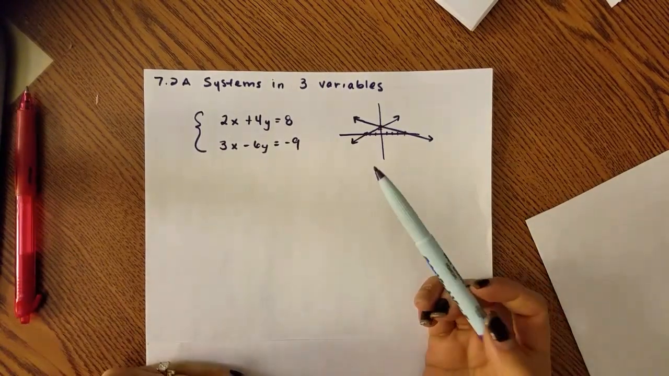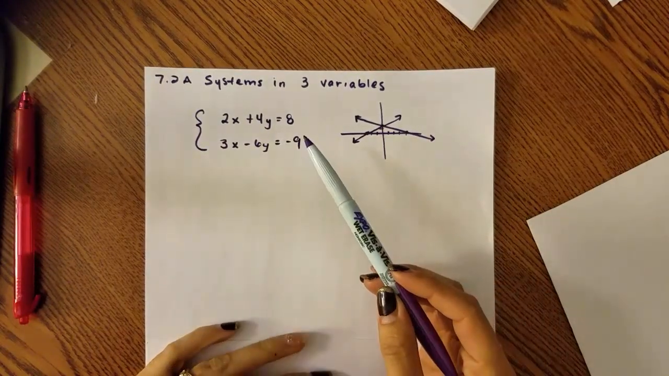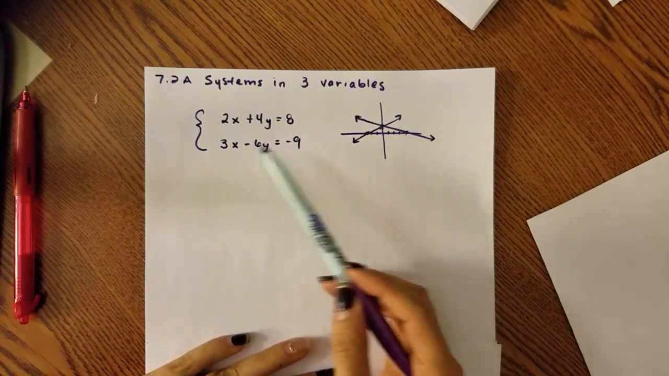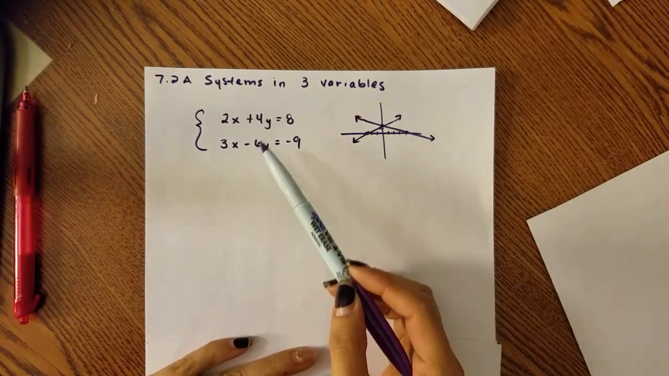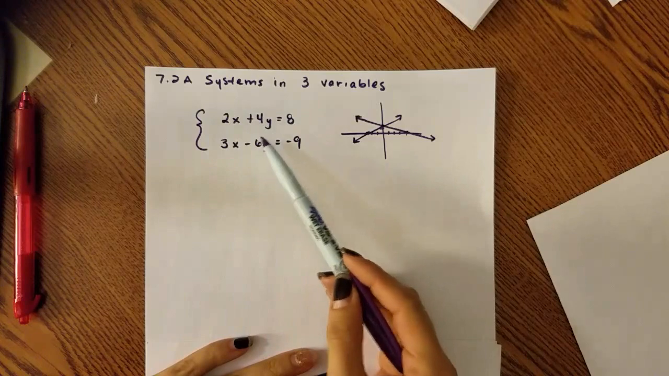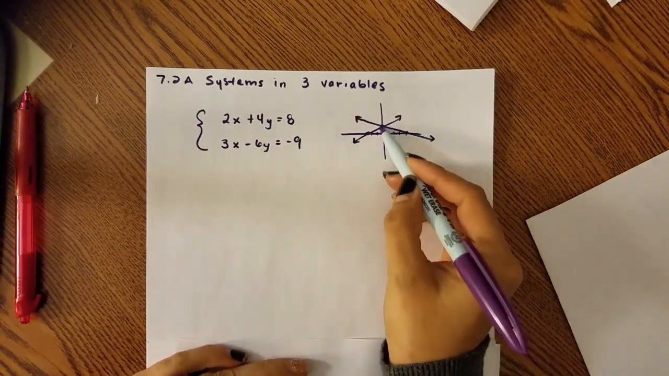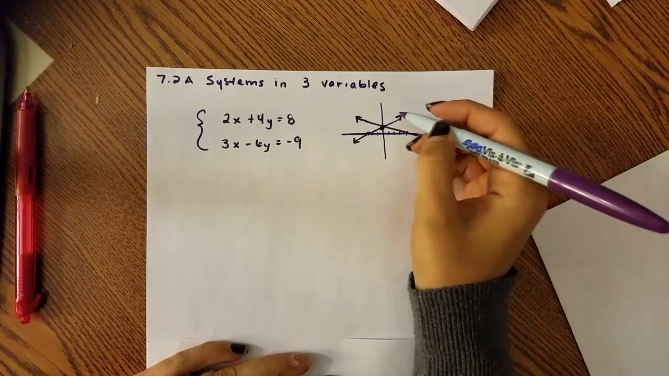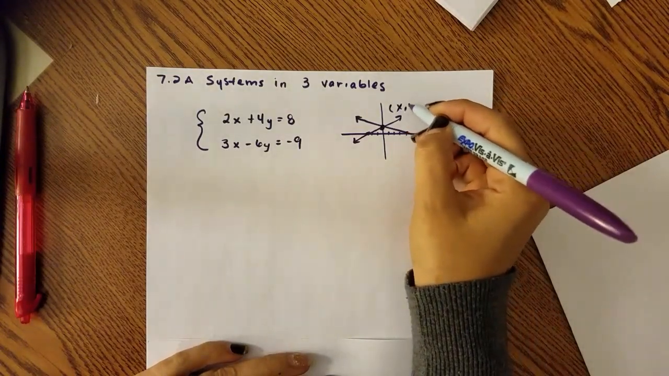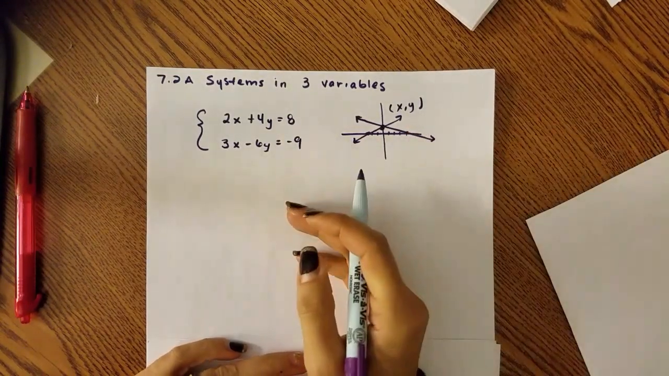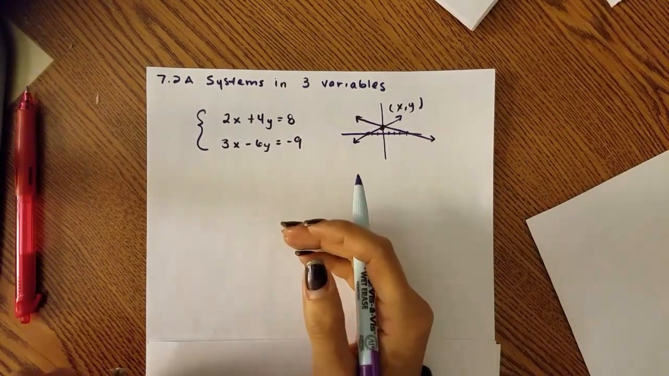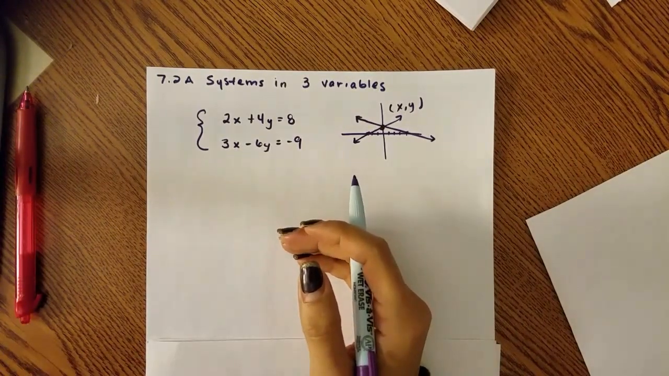What we've been working on so far were linear systems in 2 variables. So what we had were a system of 2 or more equations, and what we were looking for was the point of intersection. That point of intersection happened at some point x, y, and that was the solution to the system. You would use either graphing, substitution, or elimination to solve for it.